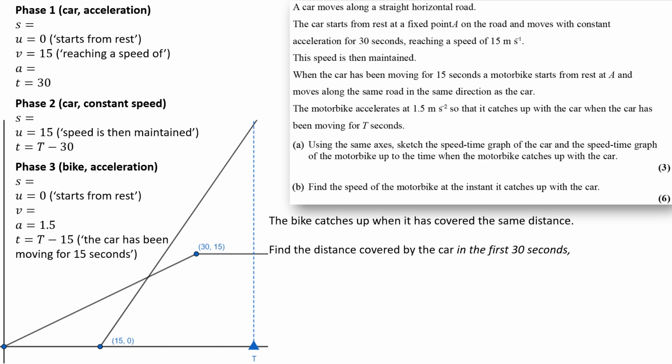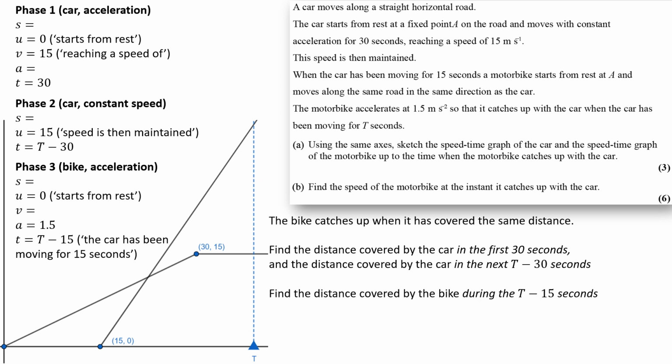I want to work out how far the car goes in the first 30 seconds. That's equivalent to the area under the triangle from the origin up to the point (30, 15). And then I want the distance covered by the car in the following T minus 30 seconds, the little rectangle that will be left behind. And then the distance covered by the bike during the time when it is moving. Finally, I'll put the two distances equal to each other and find out the value of T that makes those the same.